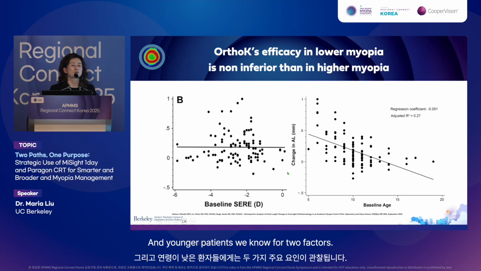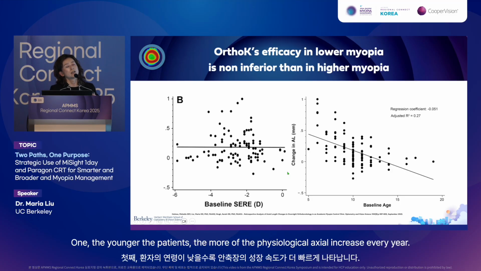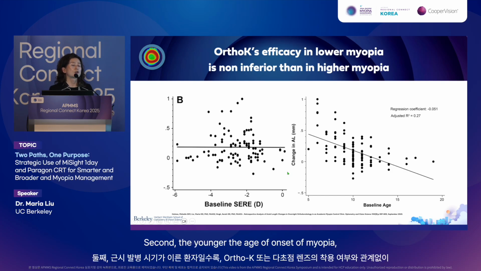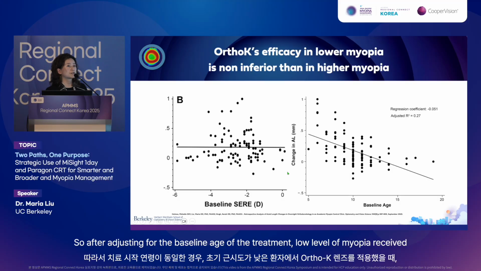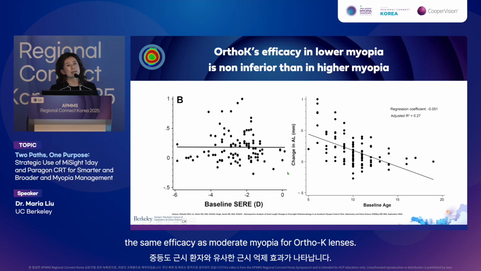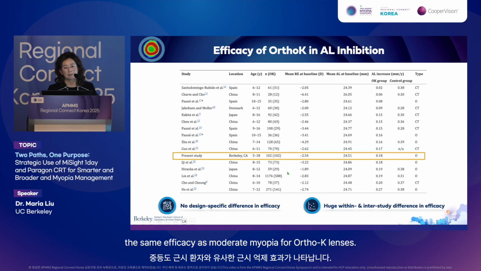And younger patients, we know, have two factors. One, the younger the patients, the more physiological axial increase every year. Second, the younger the age of onset of myopia, they tend to be the faster progressor, whether you're using ortho-K or multifocal. So after adjusting for the baseline age of the treatment, low levels of myopia receive the same efficacy as moderate myopia for ortho-K lenses.